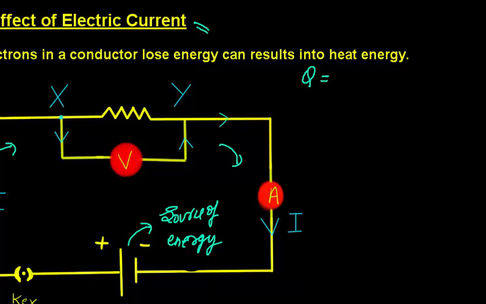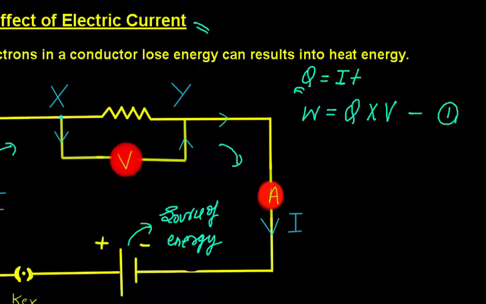Friends, we know that Q equals I T. Current equals charge per unit time. And when an electric charge Q moves against a potential difference V, we can define the amount of work done in this manner. I can have work done equals charge multiplied by potential. This is our next formula. So I can write this equation first.